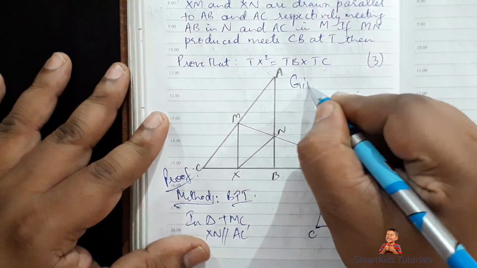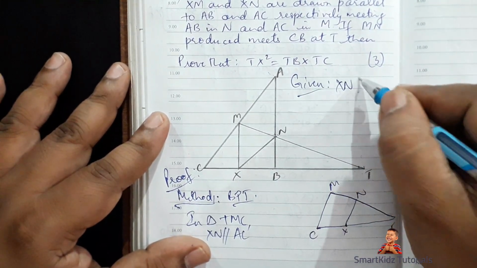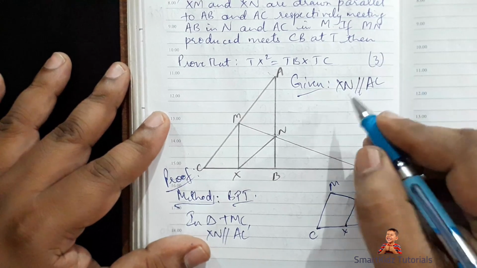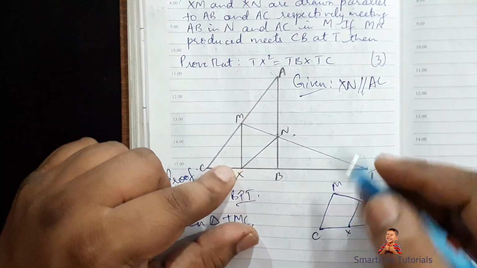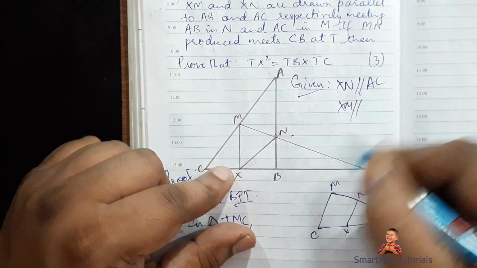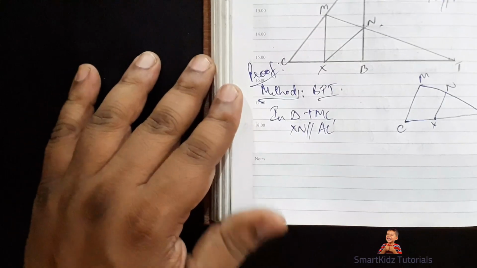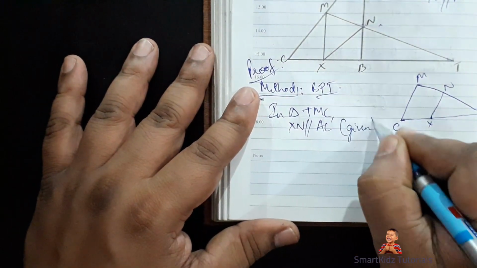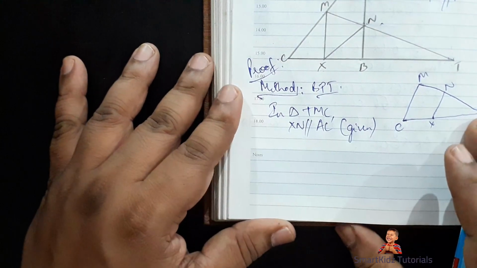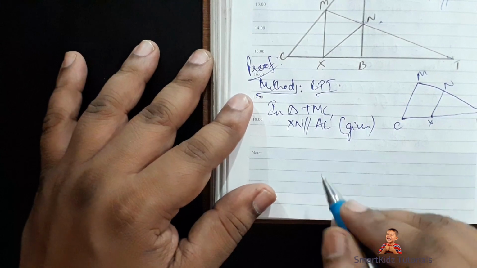So put down given: XN parallel to AC, and we are given XM parallel to AB. This is what is given. So XN parallel to AC, and we always give the reason. In geometry, reason is very, very important. That should accompany the statement.